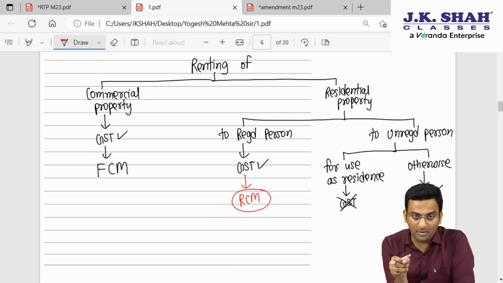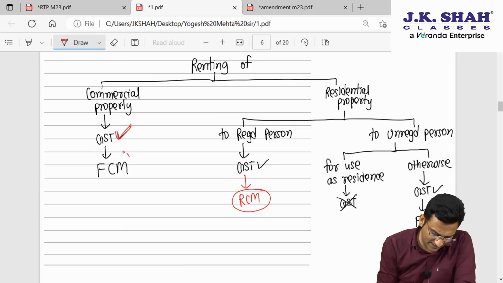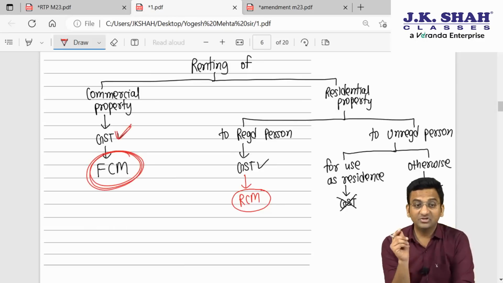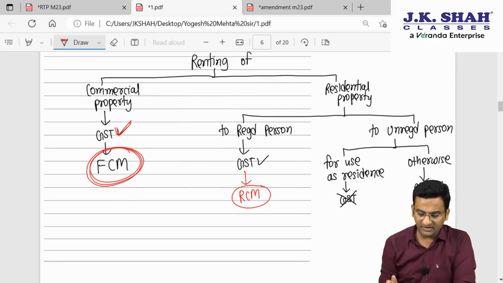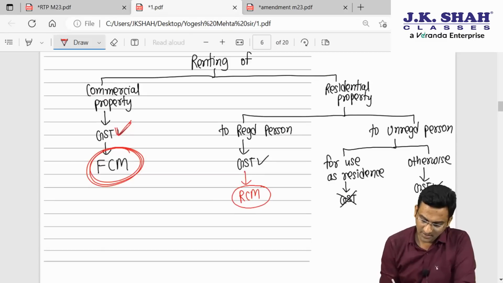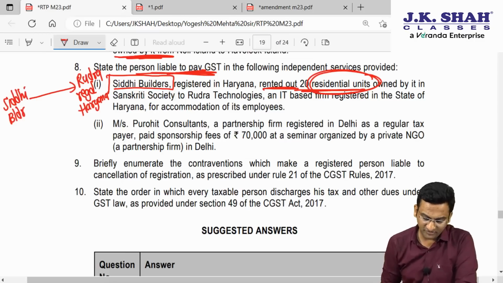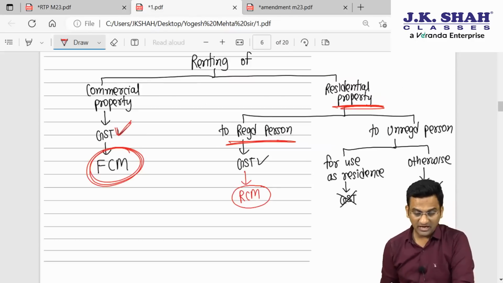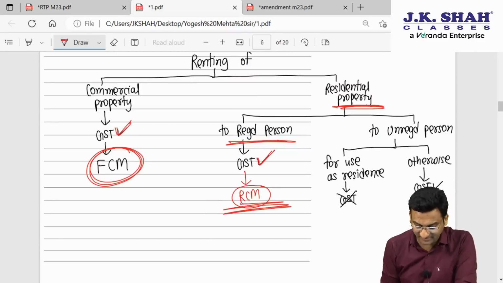If commercial property is let out, renting of the commercial property, GST is payable and FCM is applicable. If the property being rented is a residential property, as in the given case where Siddhi Builders are letting out the residential property, and it is let out to a registered person, Rudra was a registered person, correct friends? Then remember, GST is applicable and RCM is applicable.